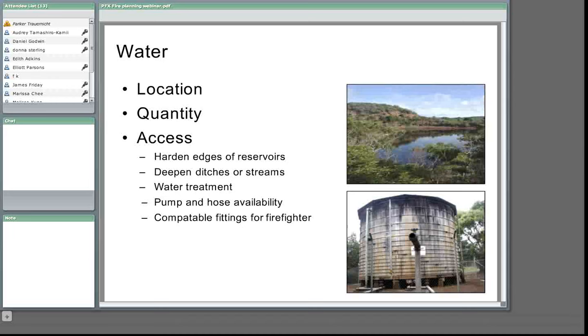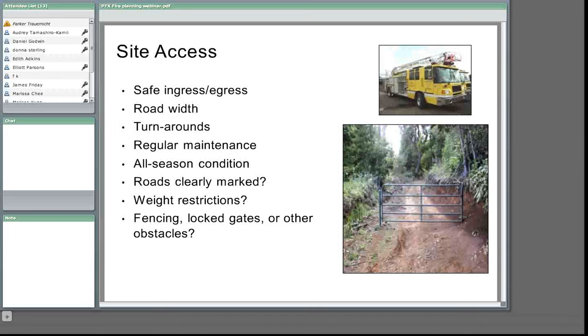Site access too is often something that's really critically important but can be overlooked. So just allowing safe entry and exit is one of the most basic things that firefighters are looking for when they're coming onto a site. They're not going to enter your land management unit if they don't feel that they can get their vehicles and people in and out safely.